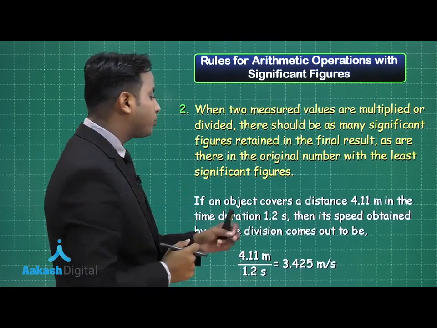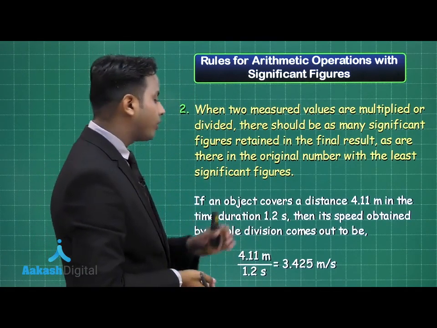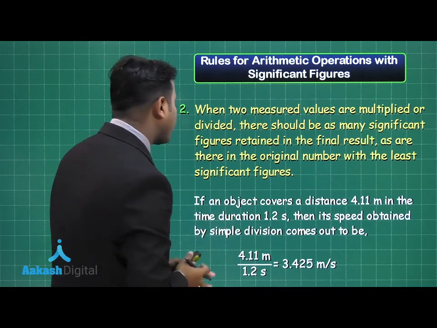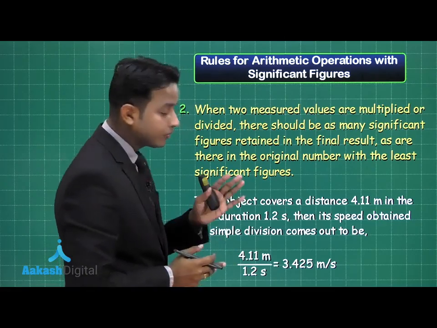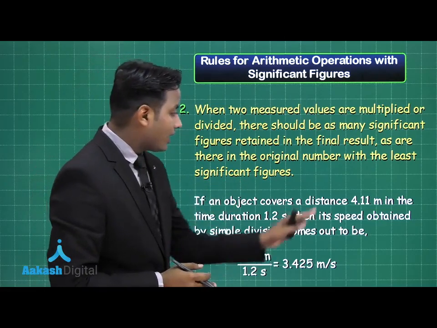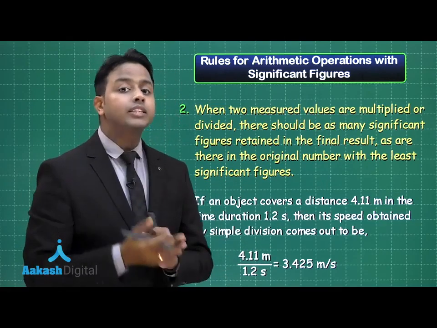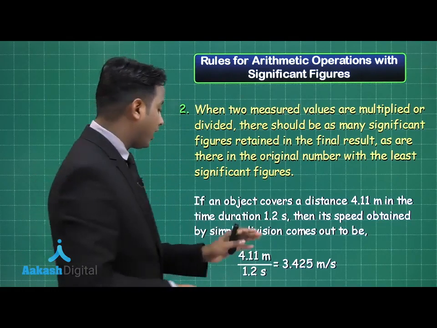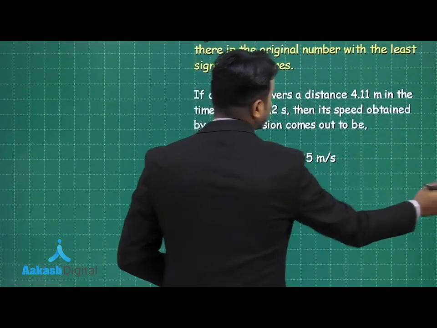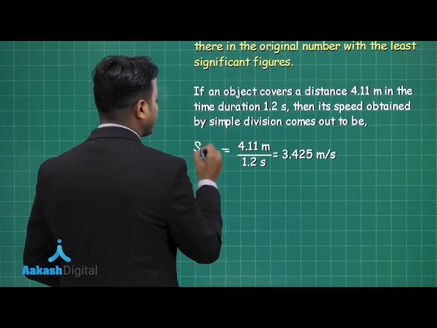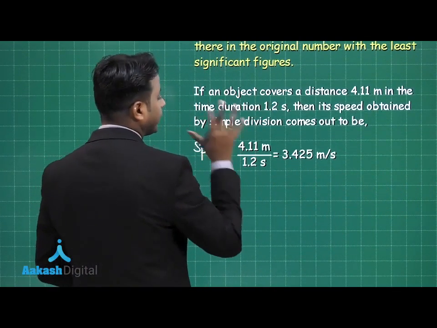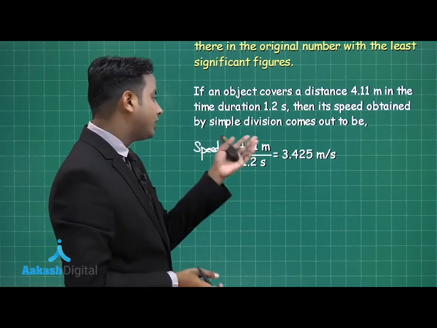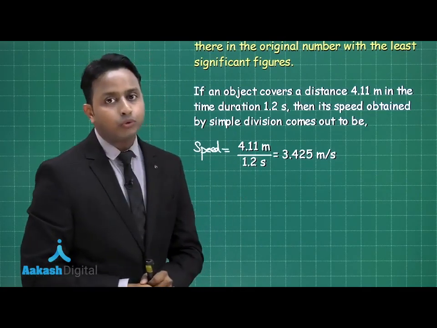So let's try to understand this with a very simple example. It says if an object covers a distance of 4.11 meter in the time duration 1.2 second, its speed obtained by a simple division comes out to be. Now, if we take a closer look, distance is being taken in 3 significant figures and time is measured in 2 significant figures. And if I want to find out the speed, speed should come out to be distance upon time, that is 4.11 divided by 1.2. The answer will come out to be 3.425.